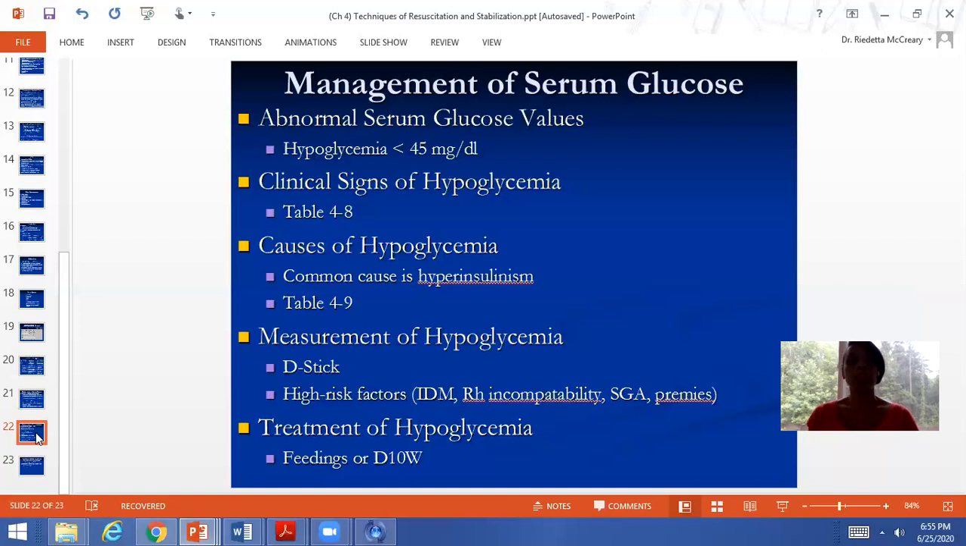Okay, treatment of hypoglycemia. We're going to feed the baby, and hopefully that'll bring it up. And if not, we're going to give them some D10W, not the oil, not the D. Was that D5W? I can't remember.